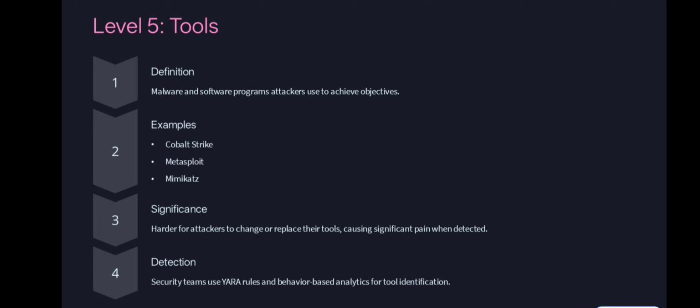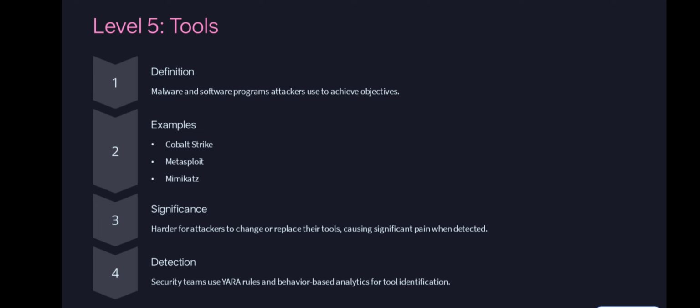How to detect tools in use. 1. Static signatures, file-based detection. Use YARA rules to match known binary signatures of malicious tools. Antivirus or EDR tools can scan for known file hashes or behavior linked to tools.